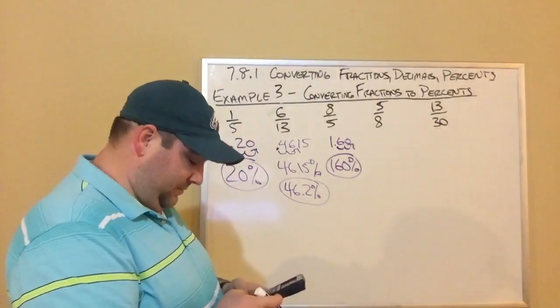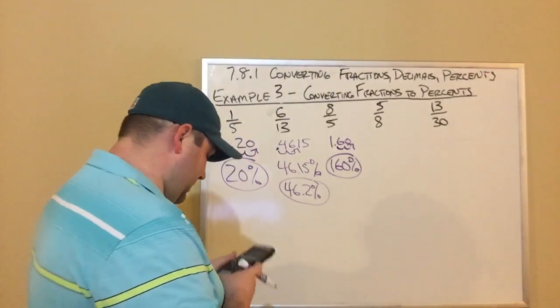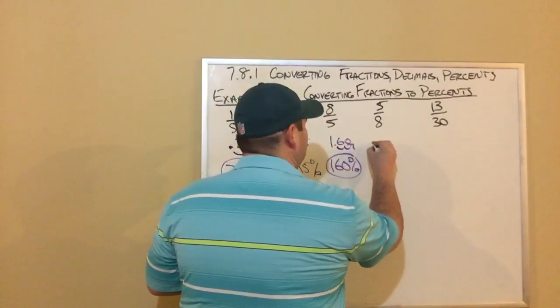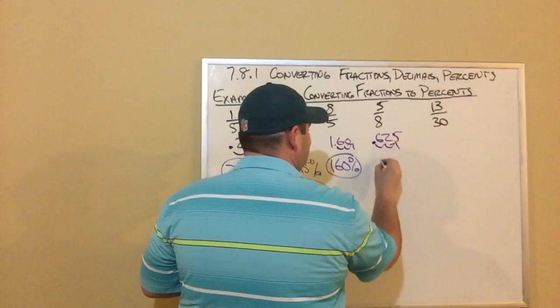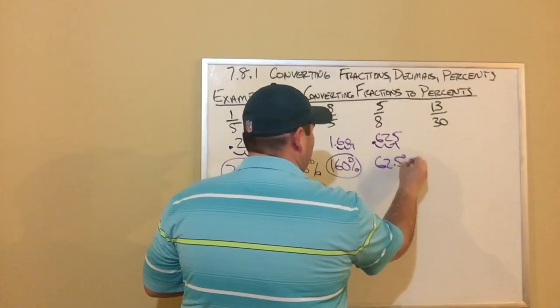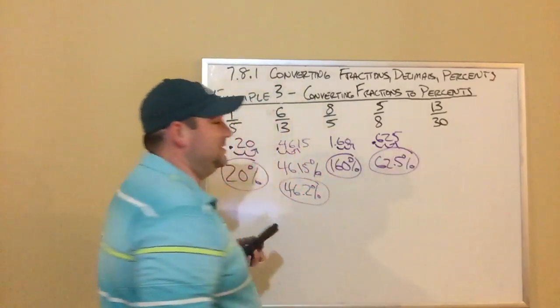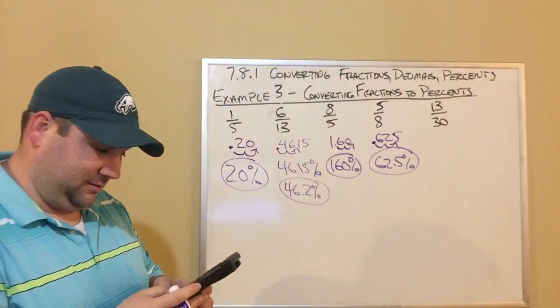All right, 5/8. Again, you're just going to do 5 divided by 8. When I divide by 8, we're getting 0.625. I move my decimal 2 places. That is 62.5%.